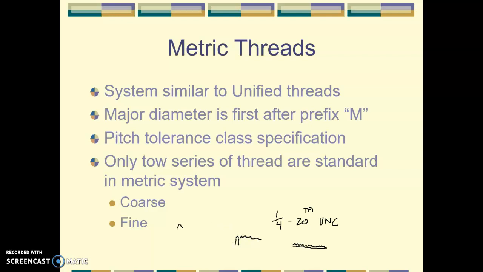So what we do instead in the metric system when you have this series of threads is we actually just give the pitch, the length or size of just one thread. So when you see a number designated in a metric thread, you're being given both the diameter as the first number, and the second number is the pitch, not the number of threads per millimeter. Another thing to know about the metric system is there are only two series, coarse and fine. There's no such thing as extra fine in the metric system.